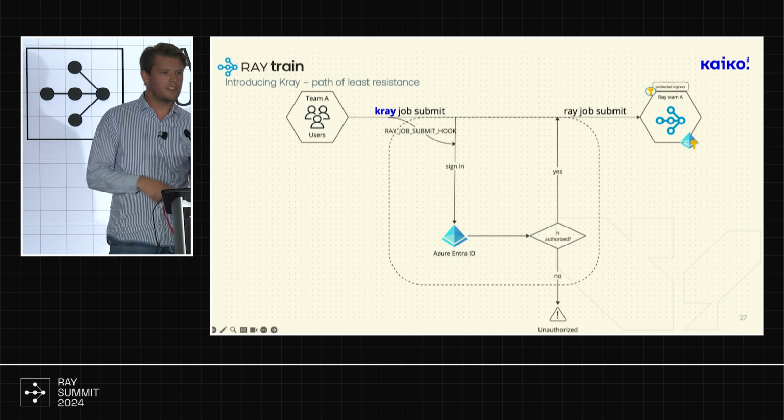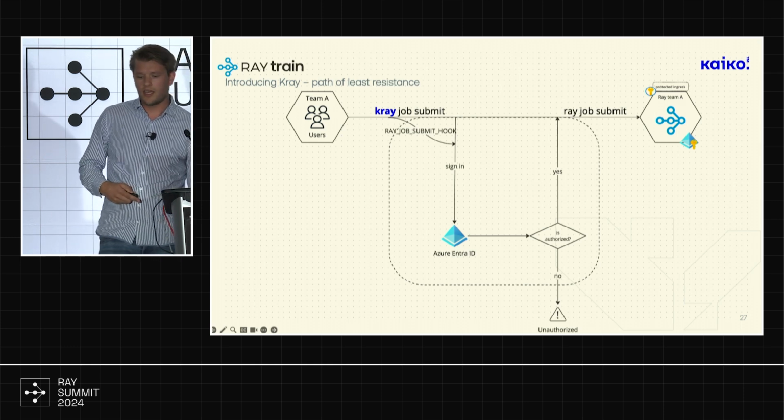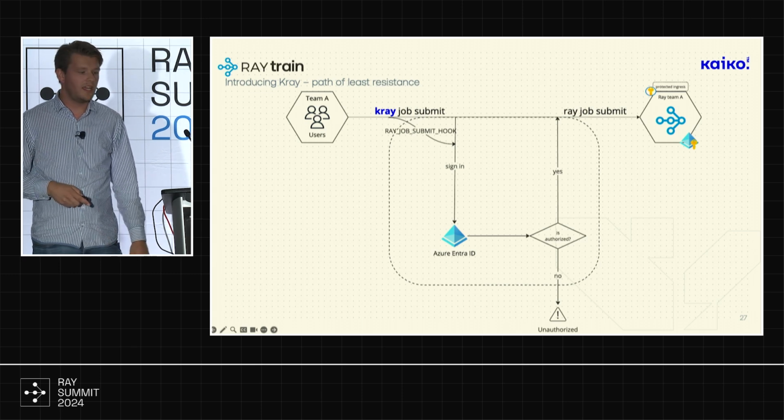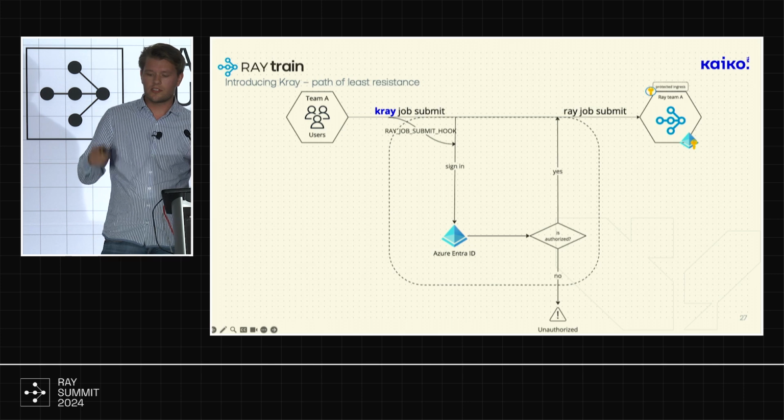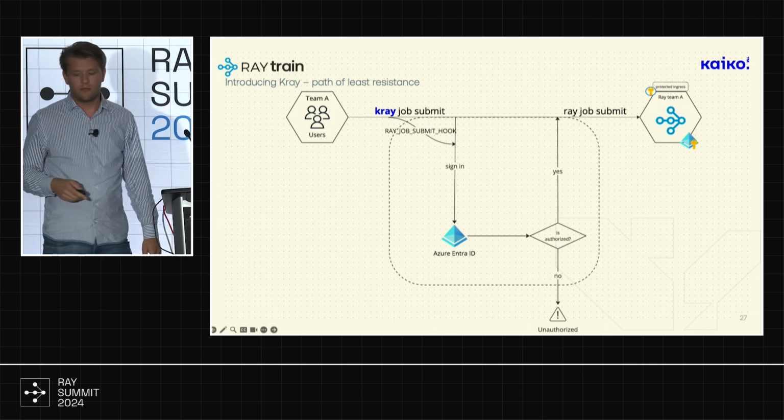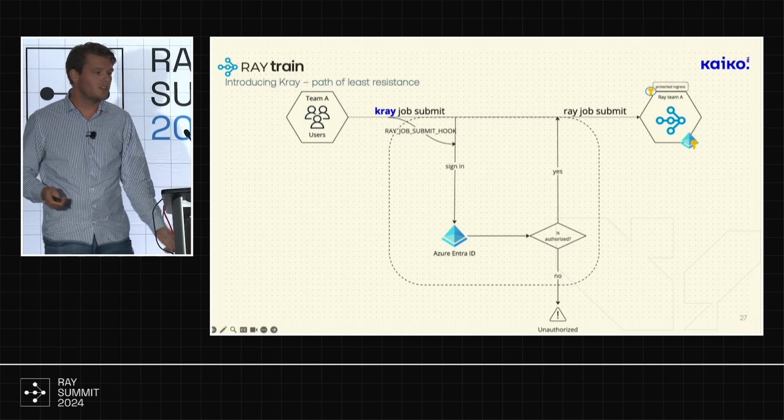And now coming to actually easing the lives of our engineers, we have introduced K-Ray. This is a tool that basically wraps the Ray CLI tool to make sure that an engineer that wants to access a cluster can actually access it. For this, we leverage the Ray job submit hook to first sign into Entra ID and make sure this user has access to the cluster, and when it has access, we authorize it and we forward the job. And if the user is not allowed to see the cluster, we prevent it and stop the user from doing this.